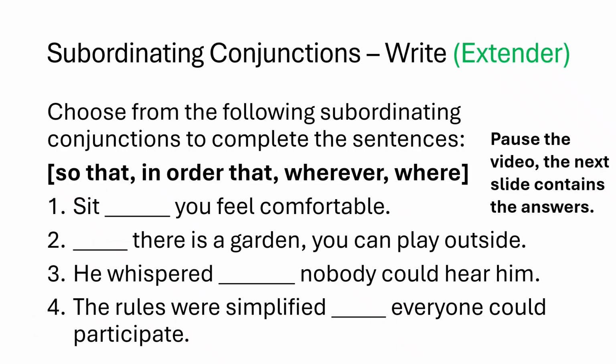Here is an extender for anybody who would like a challenge. Choose from the following subordinating conjunctions to complete the sentences. So that, in order that, wherever, where. 1. Sit. You feel comfortable. 2. There is a garden. You can play outside.